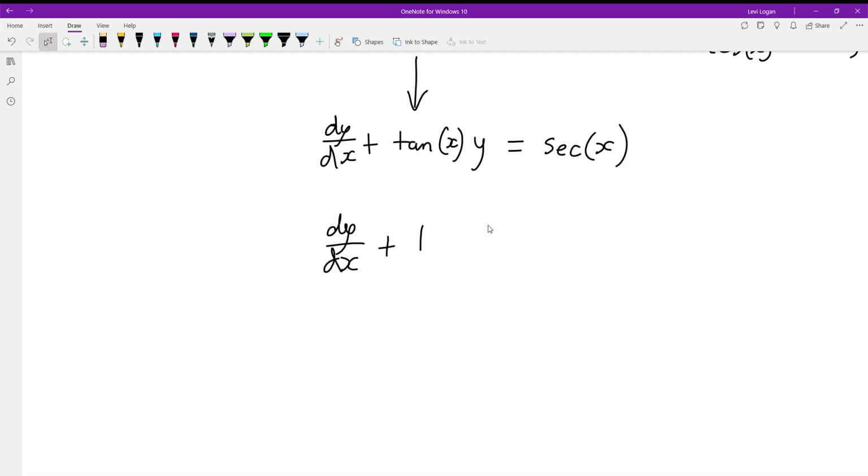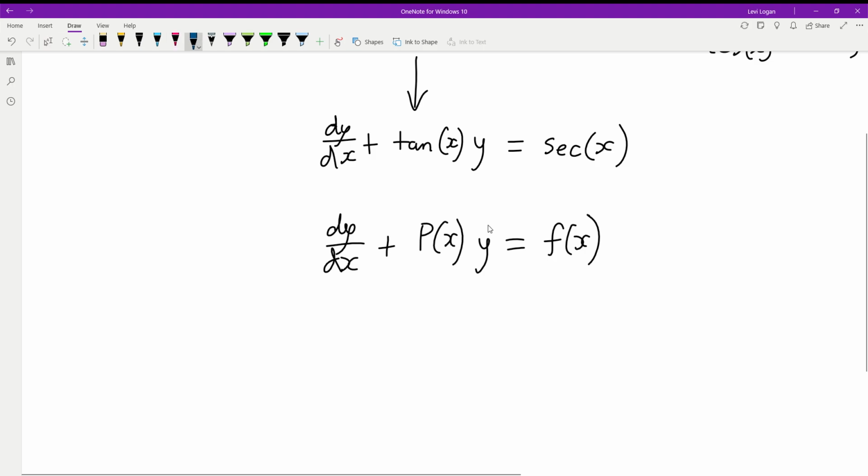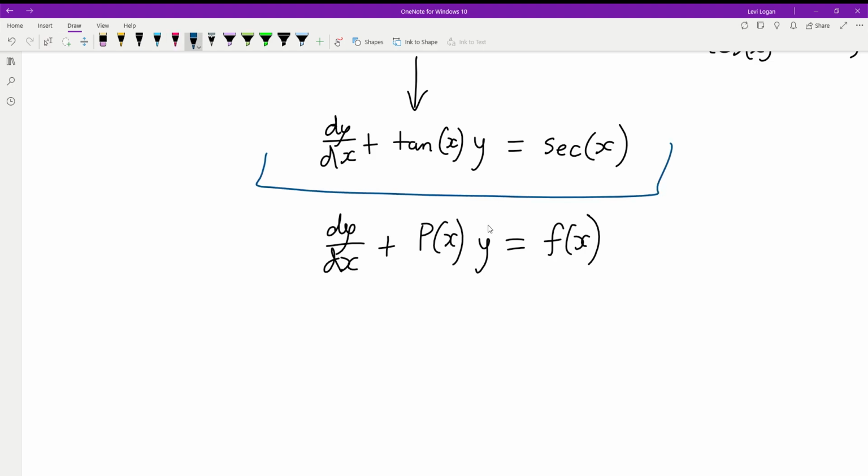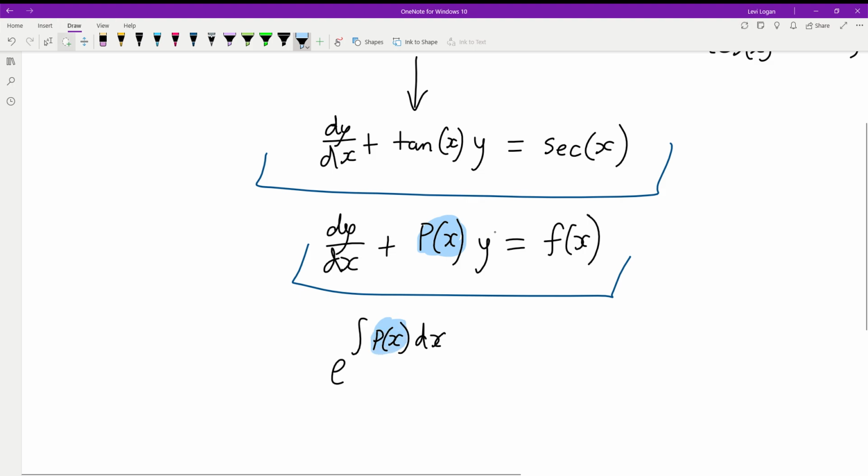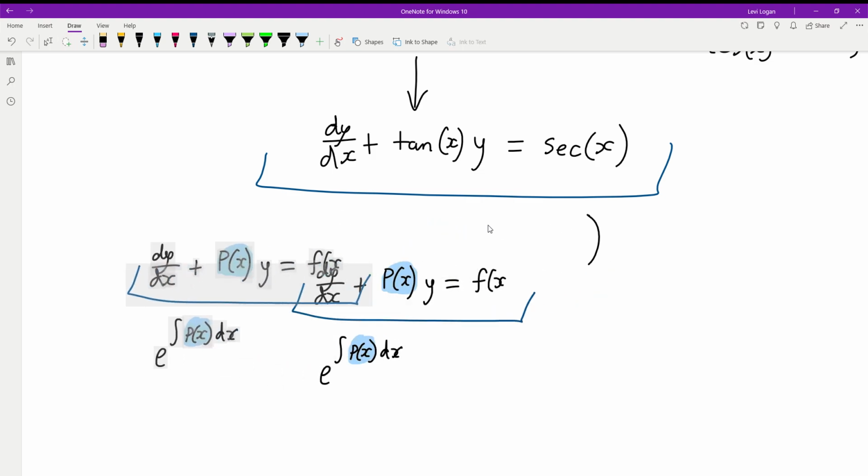So dy/dx plus a function of x, p of x, times y, equals another function of x. Now, what we want to do is make a perfect derivative on this side, meaning we're going to introduce an integrating factor. With a structure like this, generally we multiply both sides of the equation by e to the integral of whatever this function is in front of the y. So whatever this is, we're going to integrate it and put it to the power of e.